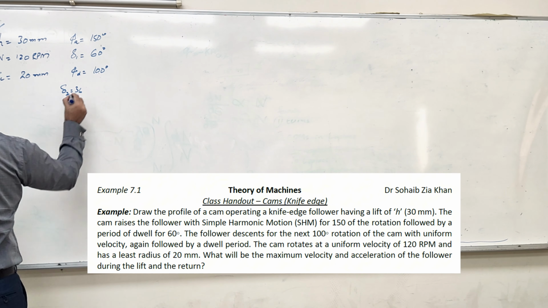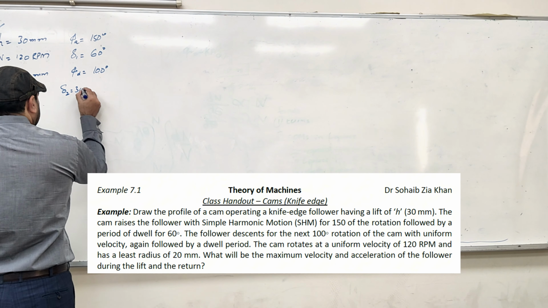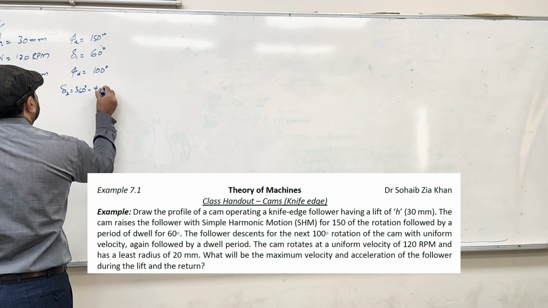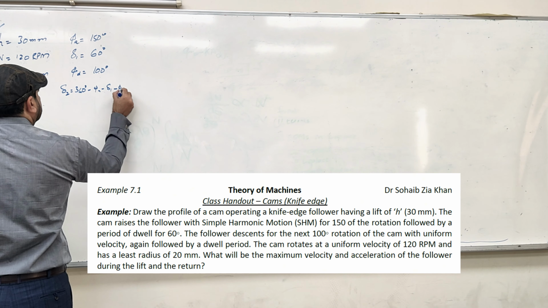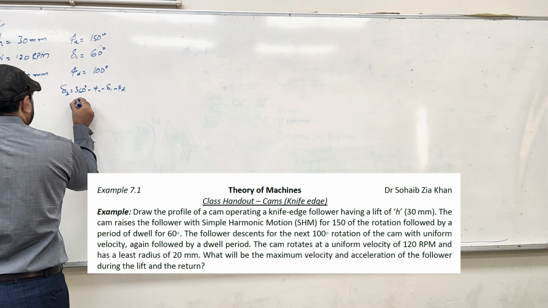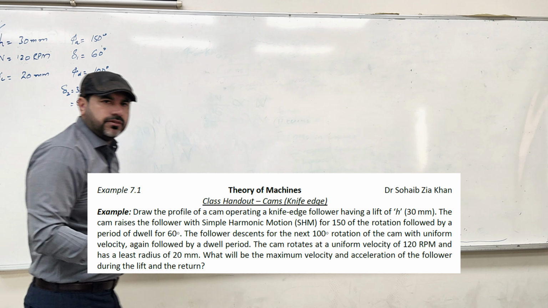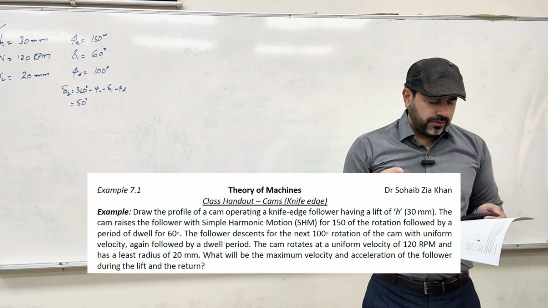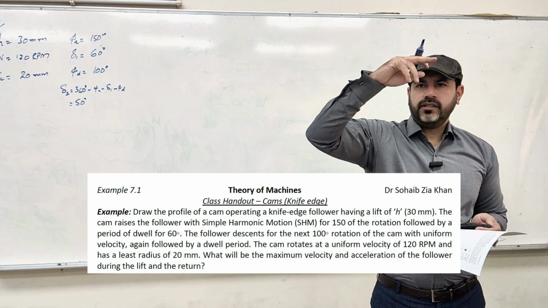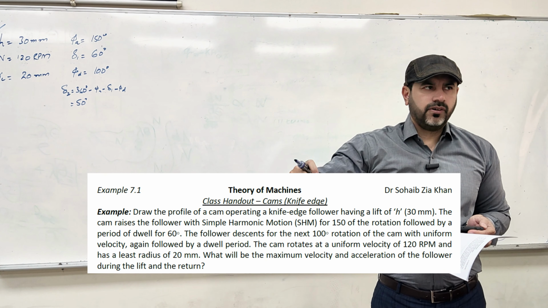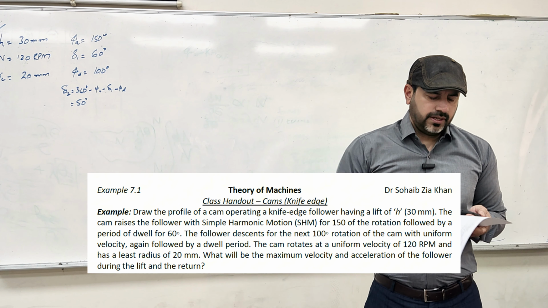So we say 360 degrees minus phi A minus delta 1 minus phi D. You get the rest of the angle. You don't need to calculate it, but there are 2 dwells in it: rise, dwell, then go down, dwell, and then the cycle will keep on going.